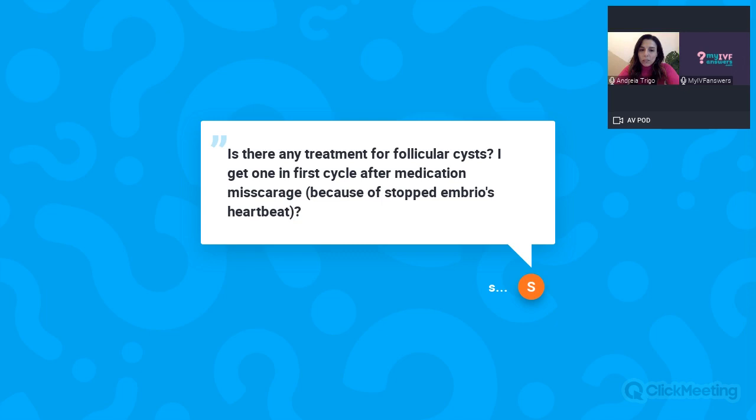And you say that you get one in the first cycle after medication miscarriage. I'm not sure I understand this question, Caroline. Let's give it a second. If you can just clarify that for us, just to make sure. I believe our patient is typing it in right now. So let's give it a minute. Yes, just one after miscarriage. One cyst. You had one cyst after a miscarriage. Let's wait and see again. Yeah, one cyst after miscarriage.